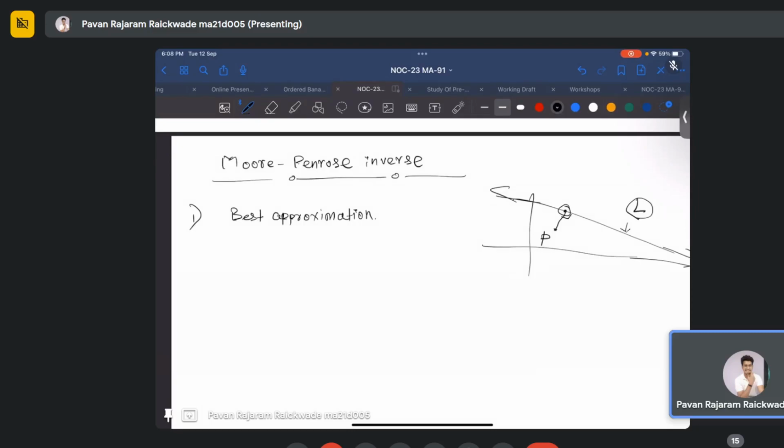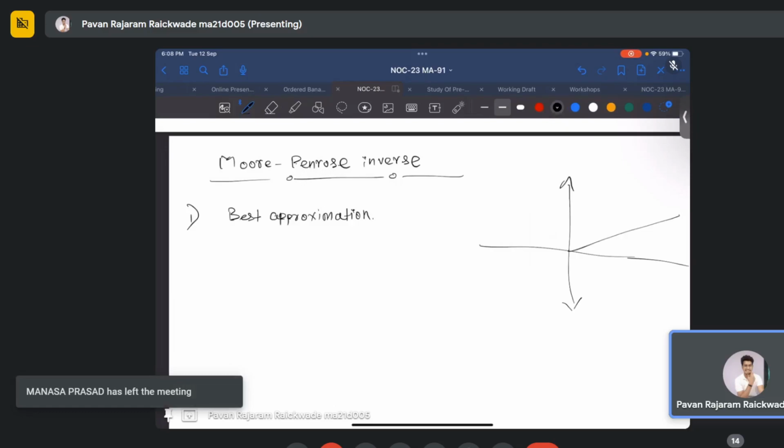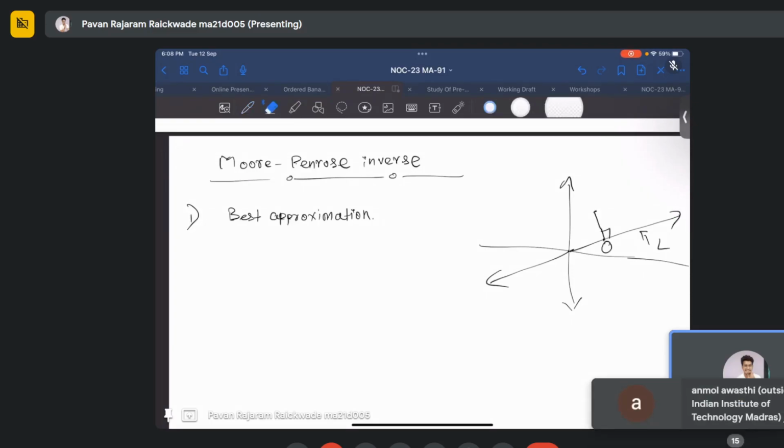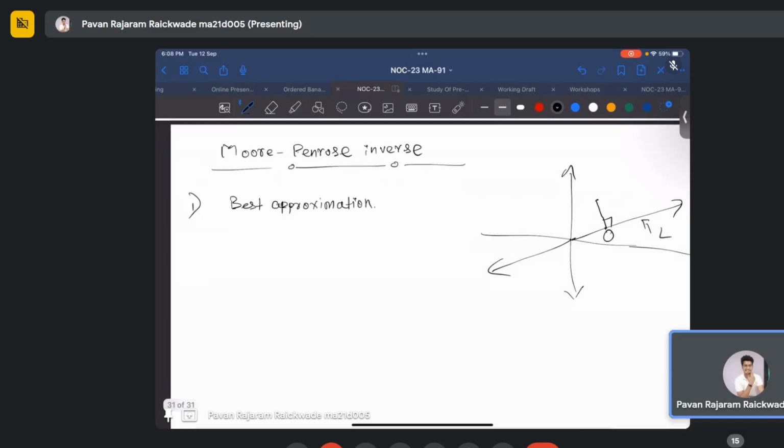Anyway, this line is not a subspace, but let's make it more precise. In R2, I take the line y equals x or something. If I take a point outside this line, and I want to find a point on this line which is closest to this point, then I'll draw a perpendicular and this will be my point. Right? This kind of theory is what we now call best approximation of a point in a space.